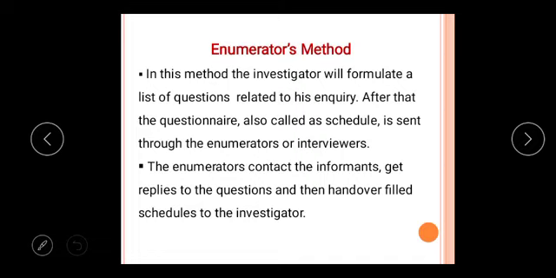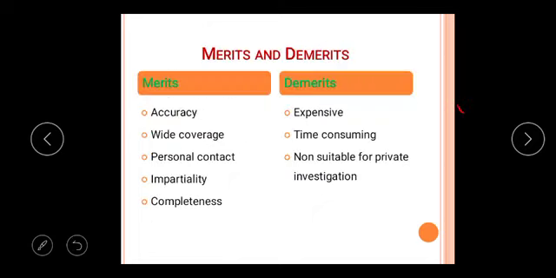Dear students, the questionnaires which are filled by the enumerators themselves by putting questions to the respondents are called schedules. Now, the merits and demerits of the enumerators method. Firstly, the merits of this enumerators method.